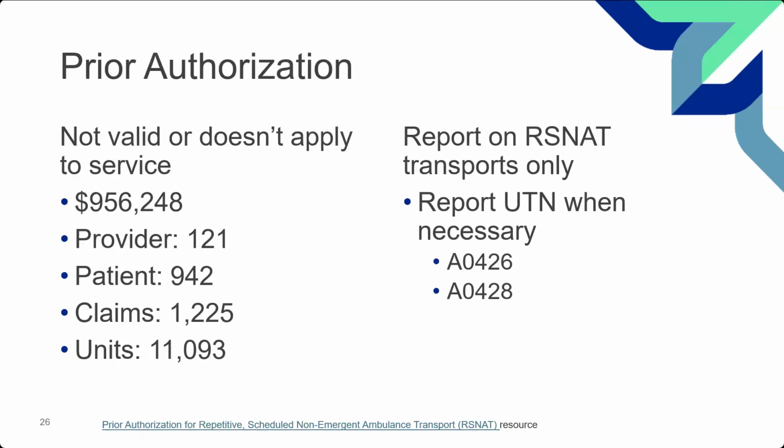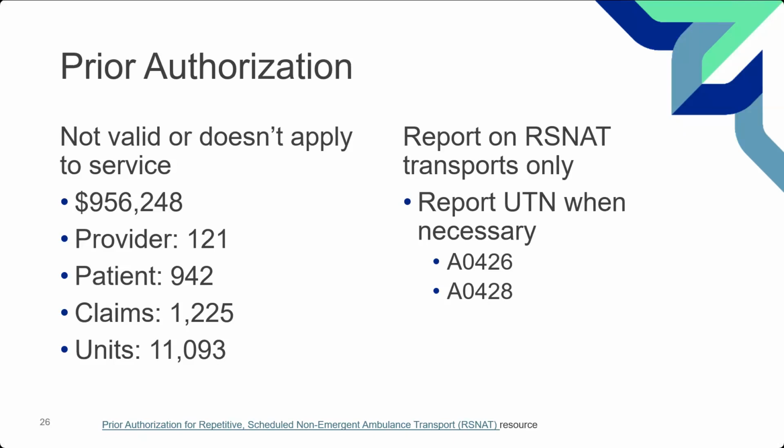Now, for those of you that don't know, this is RSNAT, the routine scheduled ambulance transports. So we want to make sure we're getting these. This process is not required, but it is something you can do. What happens is if an ambulance transport is approved based on the physician's certification statement, you will be issued a unique tracking number. That unique tracking number is good for a certain period of time. If you append that unique tracking number to a claim it doesn't apply to, that's what causes this unprocessable.